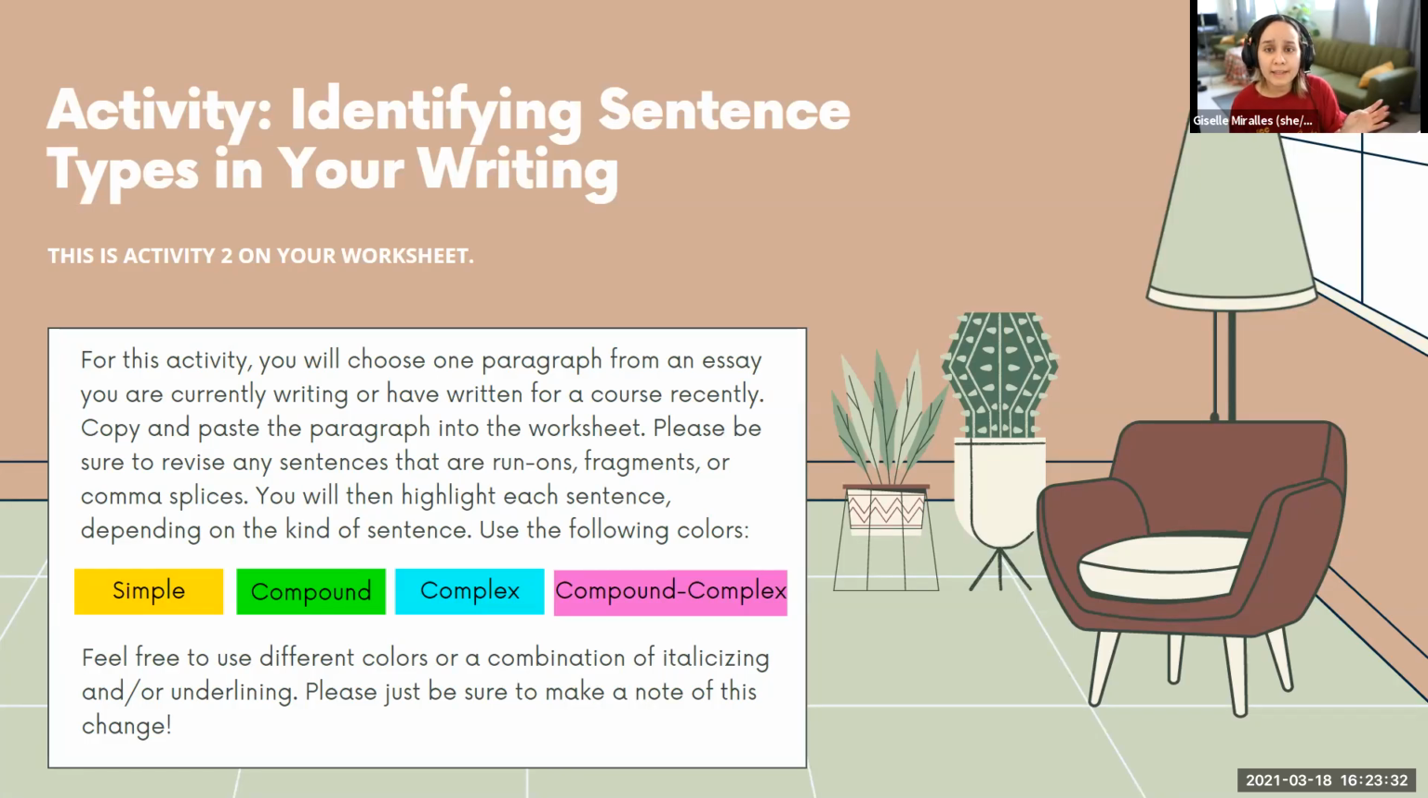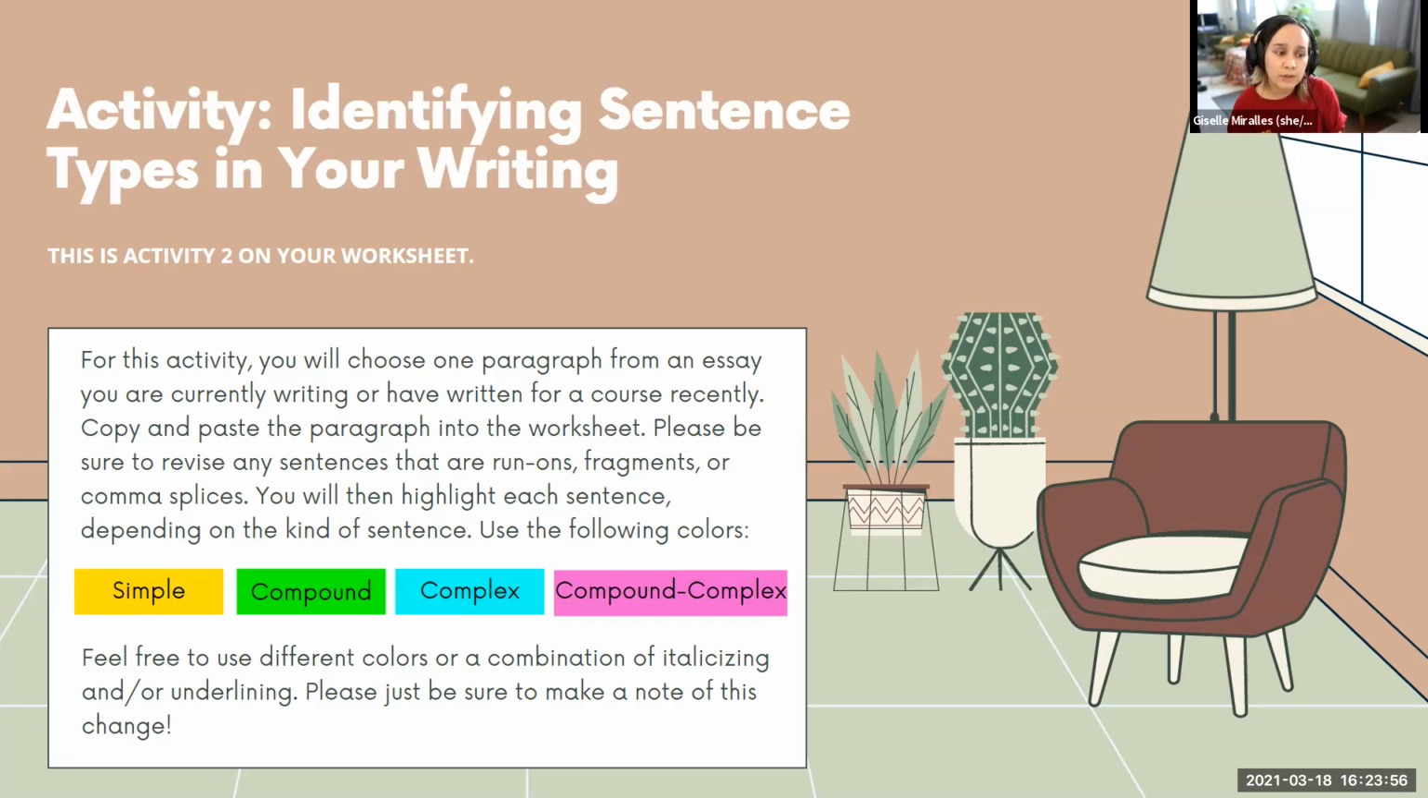You will then highlight each sentence depending on the kind of sentence it is. You will use these following colors. So in Word, you can use a different type of highlighting for each sentence. For simple sentences, you're going to highlight in yellow. Compound, you will highlight in green. Complex in blue, and compound complex sentences in pink.